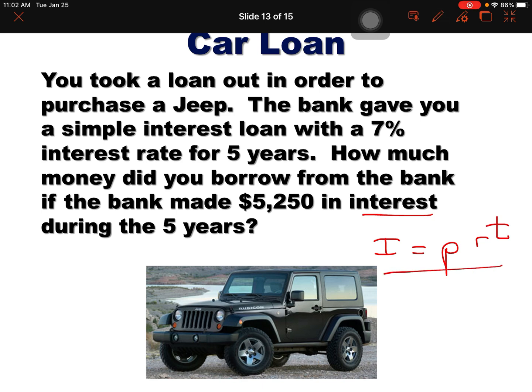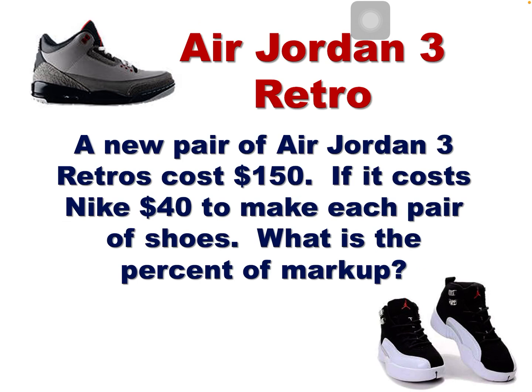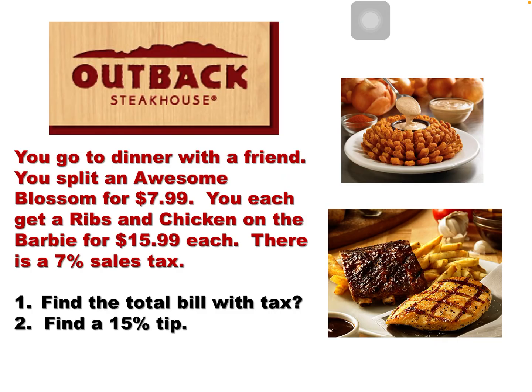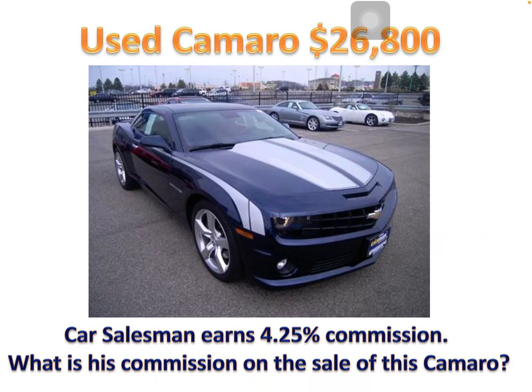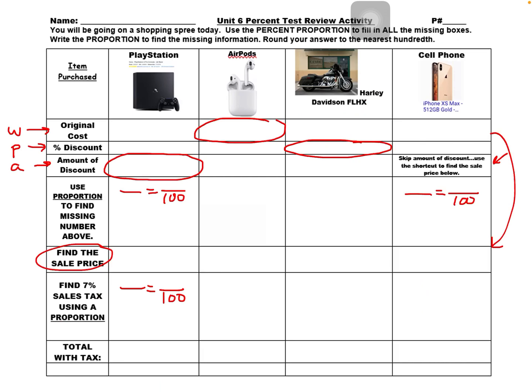So go back and make sure you write that down on the ones that involve interest. With the Air Jordan Retros, you're finding the percent of markup. And then once again, you're going to be buying a meal. Pay attention to the wording of things so that you don't miss out on something in particular. So this is your review assignment. Your job is to get the front and the back done.